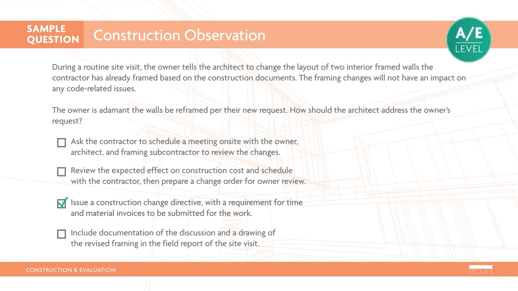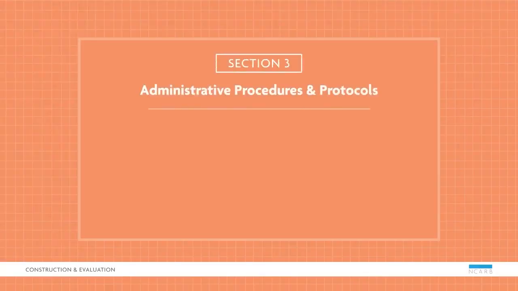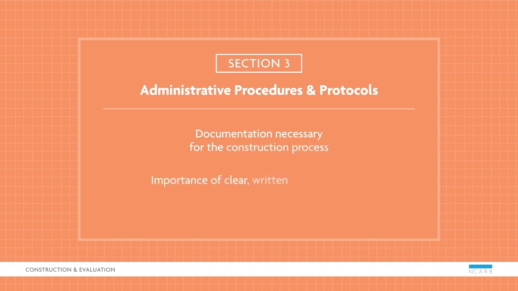This is an AE level item requiring an assessment of a built condition in order to determine the appropriate contract change. In the Administrative Procedures and Protocol section, you will focus on the documentation necessary for the construction process and the importance of clear written communication. Let's look at a sample question.